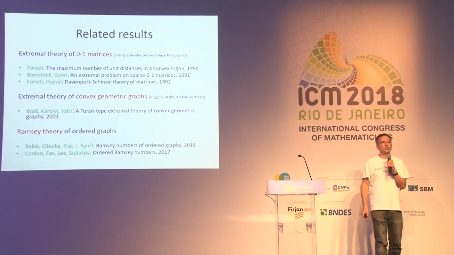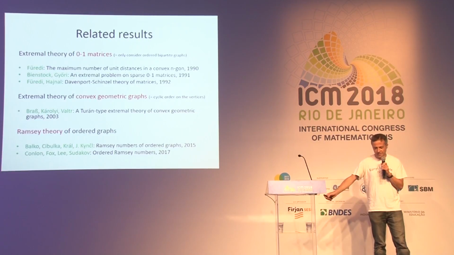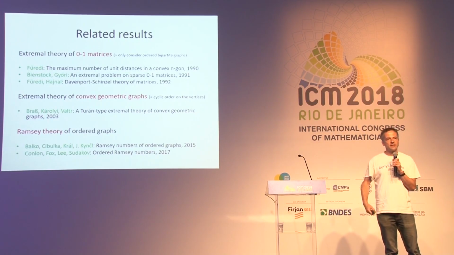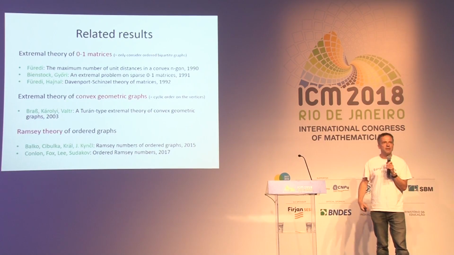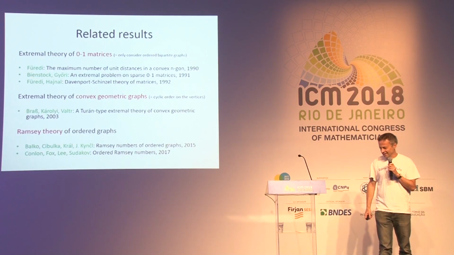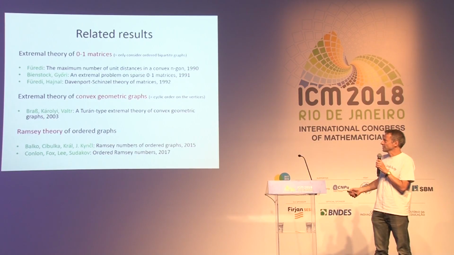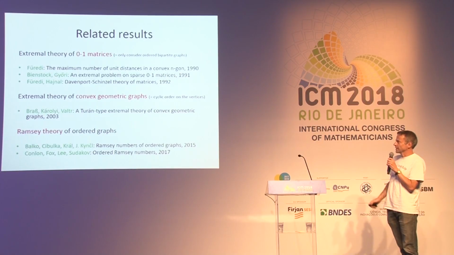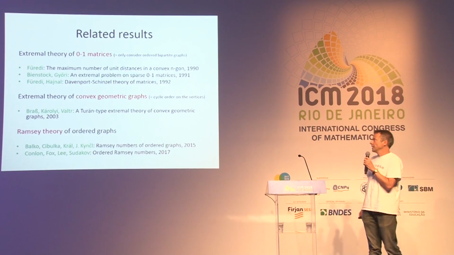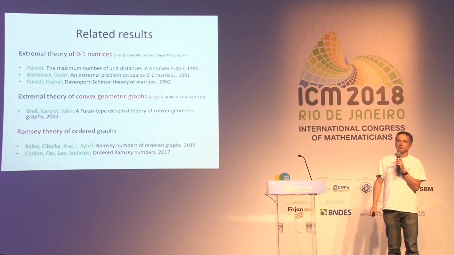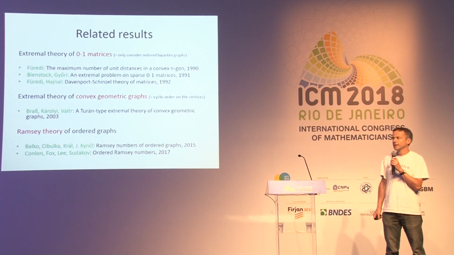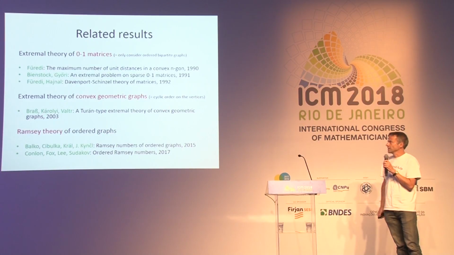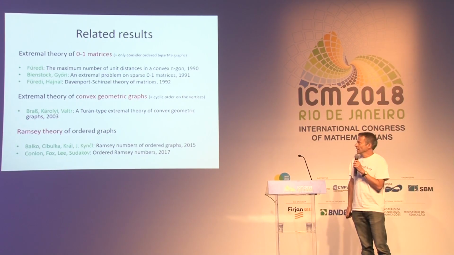And one more word about the motivation. I personally think that these questions are very nice as mathematical questions go, and I'm happy to work on them, but it's good to mention applications. So if you look at this first paper, maximum number of unit distances in a convex n-gon, Zoltán Füredi proved that that's at most constant times n log n. And the way that he proved it is with this extremal theory of 0-1 matrices.